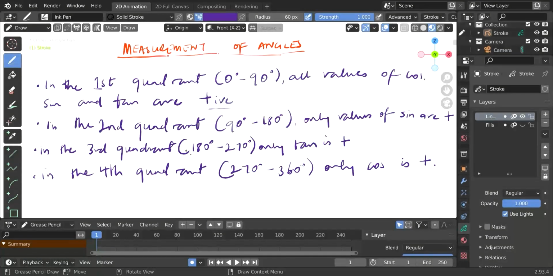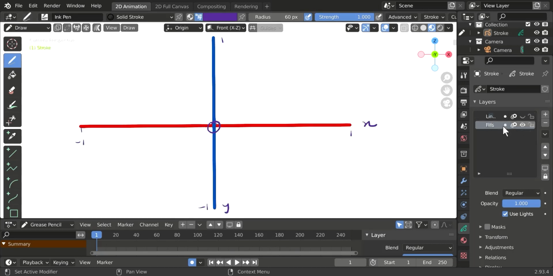In the third quadrant, 180 degrees to 270 degrees, only tan is positive. And in the fourth quadrant, 270 degrees to 360 degrees, only cos is positive. What is a quadrant? Let's run it. I hope you made notes in the previous one.